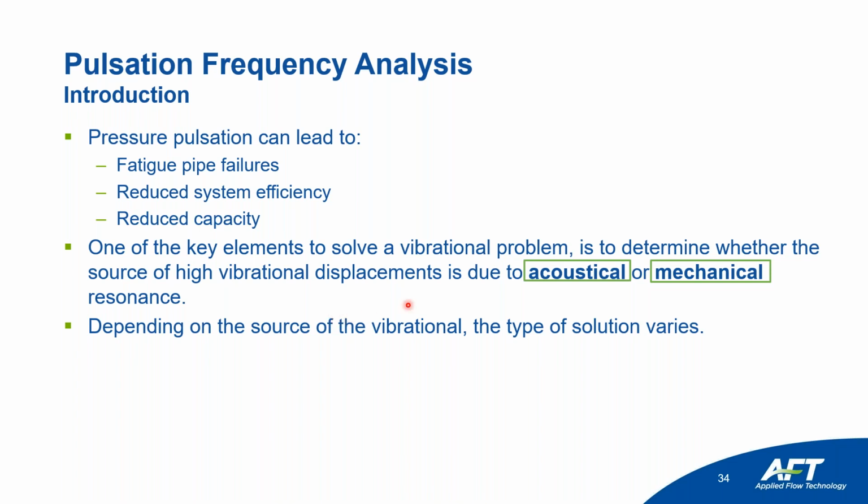Why? Because depending on the source of vibration, the type of solution varies. There are acoustical solutions and mechanical solutions. An acoustical solution could be, for example, using an orifice or a gas tank. Mechanical solutions are more about improving the quality of your supports. Some supports like U-bolts do not constitute a dynamic restraint for the pipe, and that allows the low frequency modes to appear. And as we know, low frequency modes require low energy to be activated, and hence you can see high displacement in the system.